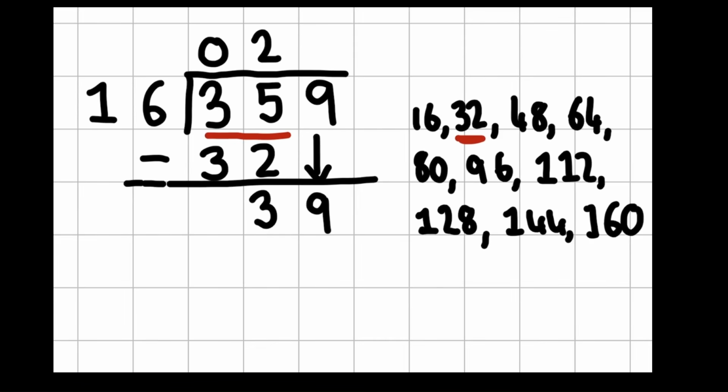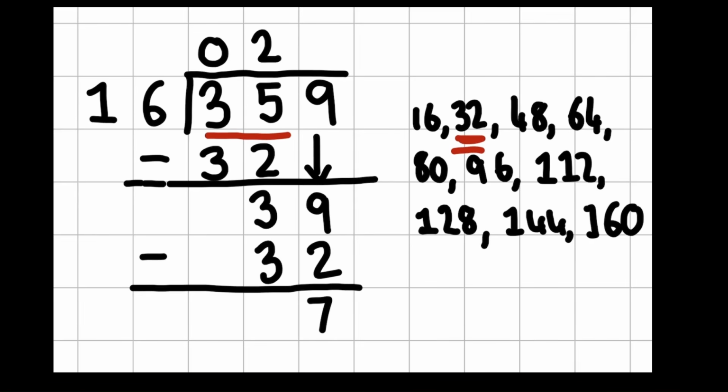We bring down the 9. You can do it all as one, or you can do it separately. So now we need to find out how many 16s fit into 39. We can see that 2 16s fit into 39, as 16 times 2 is 32. And now we need to do 39 minus 32.